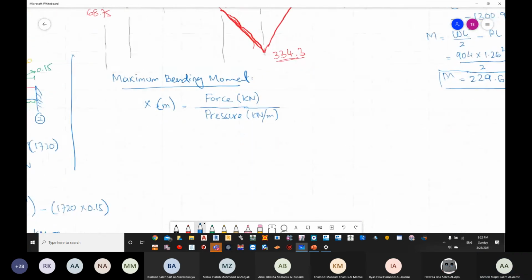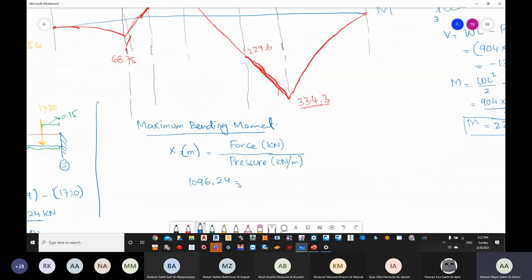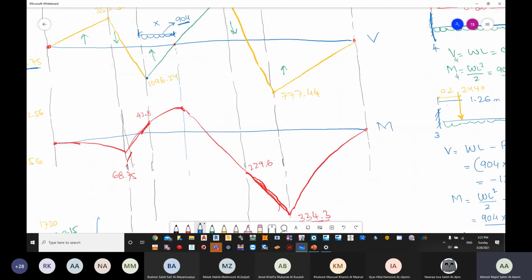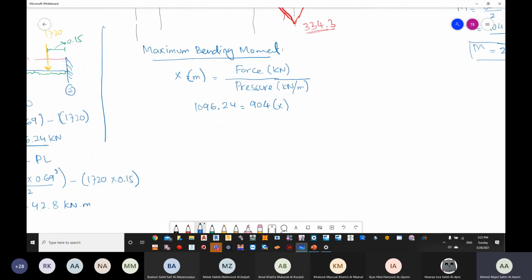Okay, it is like saying 1096.24 equals 904 multiplied by the distance of x. Okay, remember that 1096 is down and then 904 is going up, so they will counteract each other. Okay, so how much is this? As we said, it is going to be the force, which is 1096.24 divided by the pressure, which is 904. How much is this value? It goes as 1.21 meter.